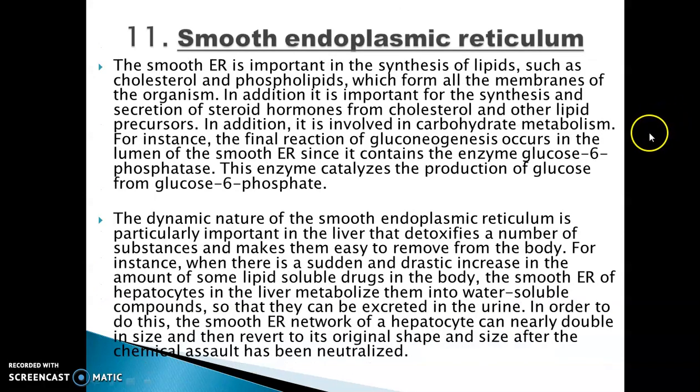And the last is the smooth endoplasmic reticulum. The smooth ER is important in the synthesis of lipids such as cholesterol and phospholipids, which form all the membranes of the organism.